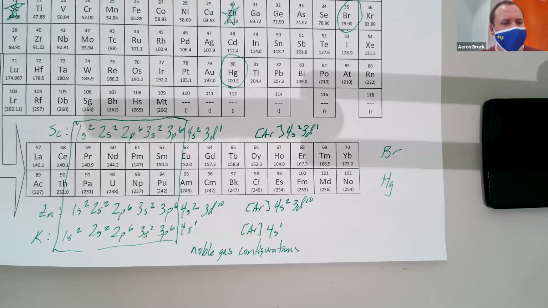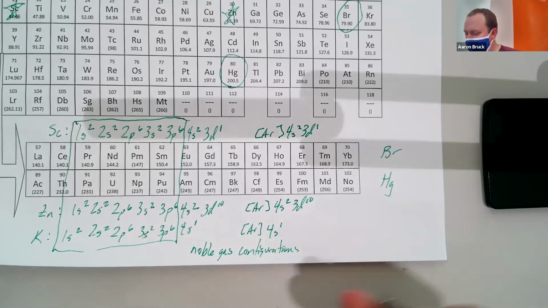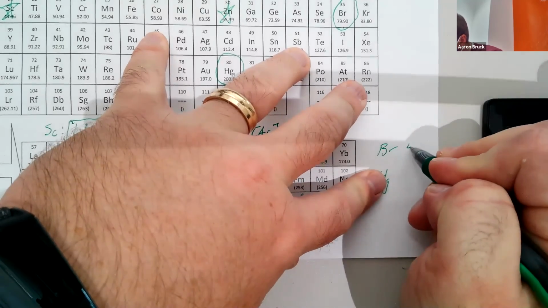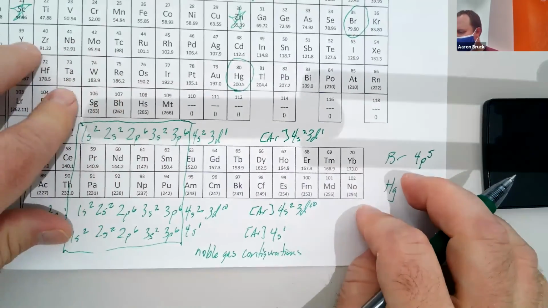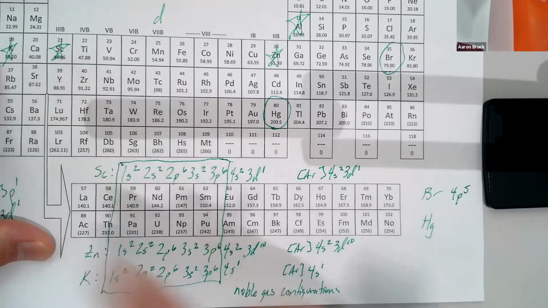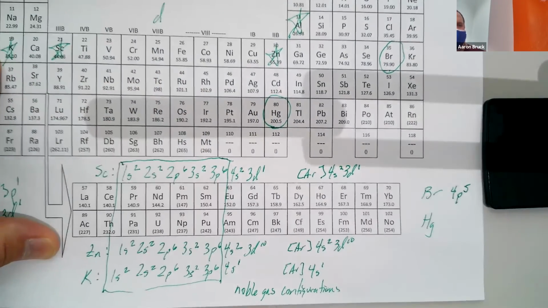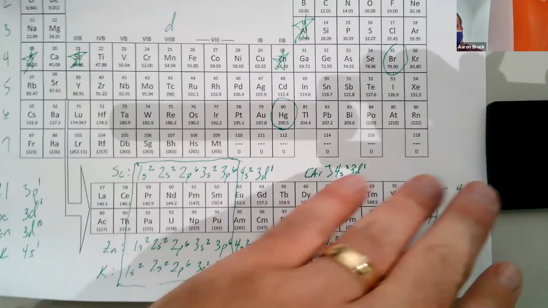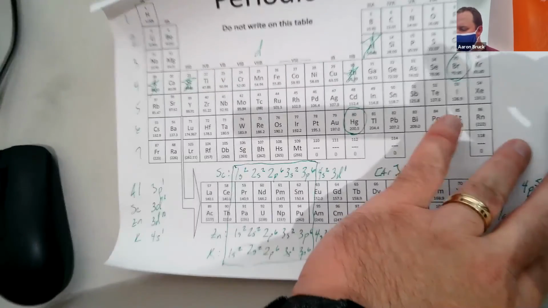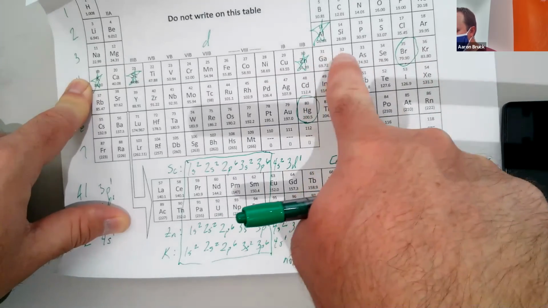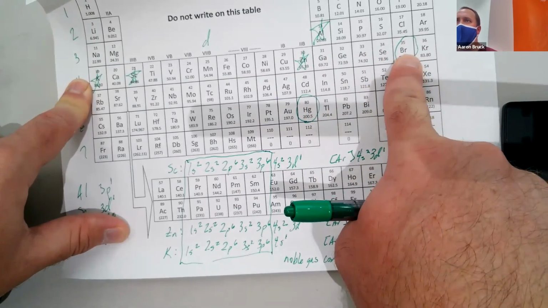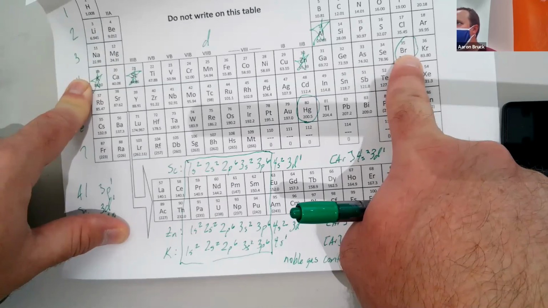All right, so what do we say for bromine? What is the last configuration in bromine? It would be 4p5. Again, how do we get that? Fourth energy level, P block. Bromine is the 1, 2, 3, 4, 5, the fifth element in that block, 4p5.